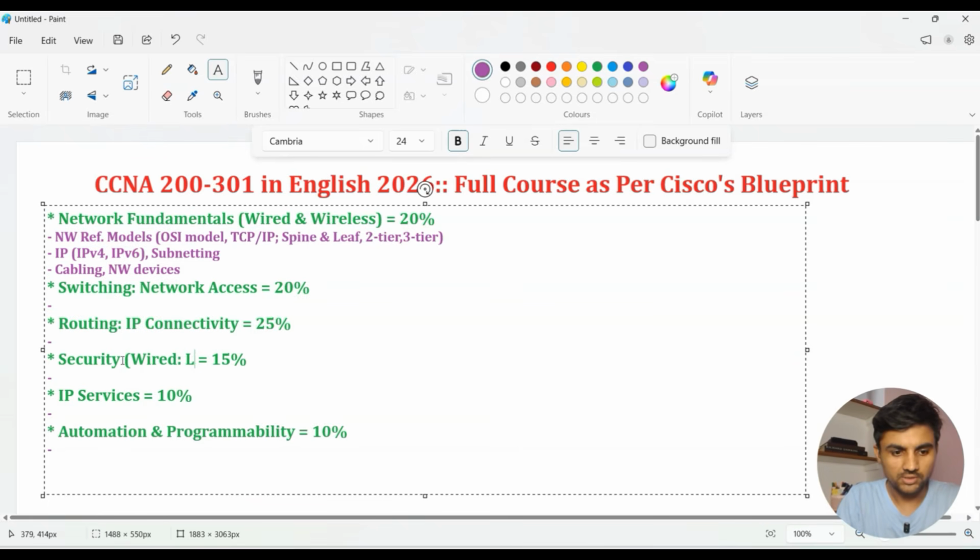Wired will be covering both layer 2 and layer 3 security, and also your wireless security, because security is one big concern when it comes to the wireless network. So we'll talk at length about that.